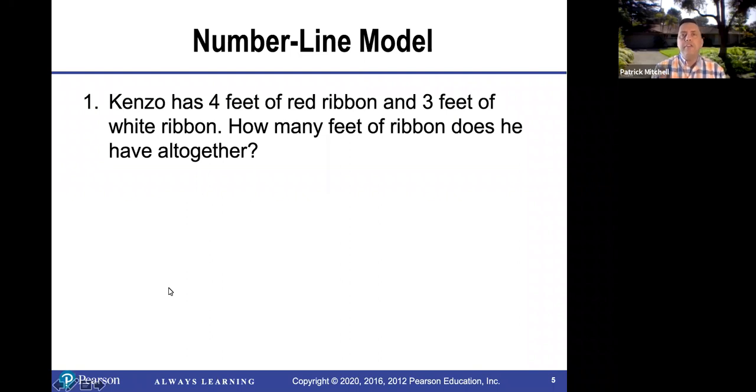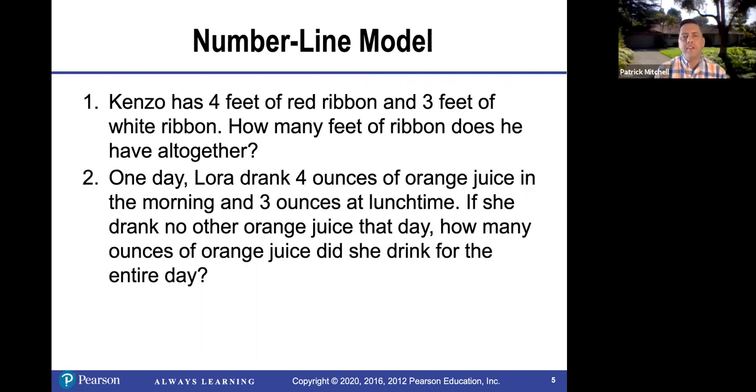Another model for addition is the number line model. Kenzo has 4 feet of red ribbon and 3 feet of white ribbon. How many feet of ribbon does he have altogether? Or another example is, one day Laura drank 4 ounces of orange juice in the morning and 3 ounces at lunchtime. If she drank no other orange juice that day, how many ounces of orange juice did she drink for the entire day? So notice that these are just 2 different examples of 4 plus 3.